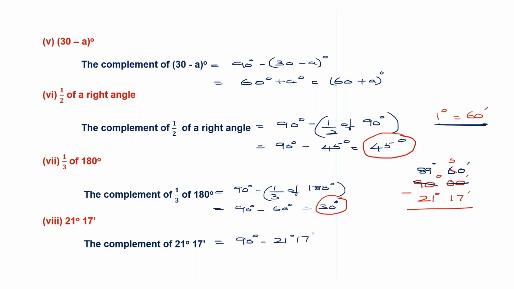So let's do this subtraction here. 6, this is 5 and 10. 10 minus 7 is 3. 5 minus 1 is 4. So I've got 43 minutes. Now let's go to the degree side. 9 minus 1 is 8 and 8 minus 2 is 6. So that is 68 degrees. So what have we got here? We have got 68 degrees and 43 minutes.